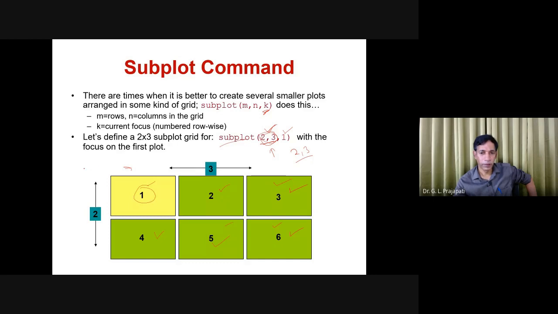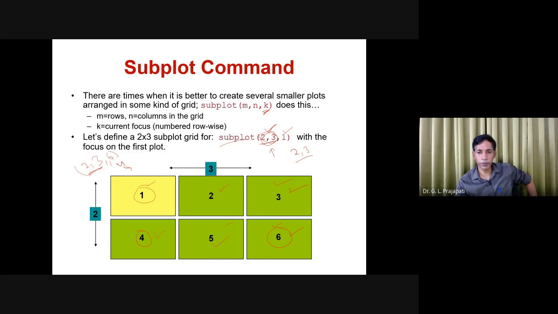If you say 2, 3 and 6, then this specifies a grid of size 2 by 3, 2 rows and 3 columns. And the 6th one is this one, so here you are going to display the graph. And if you say 4 instead of this, you are going to display the graph here. So you have the graphics area, and you can construct the 6 graphs in the same graphics area.